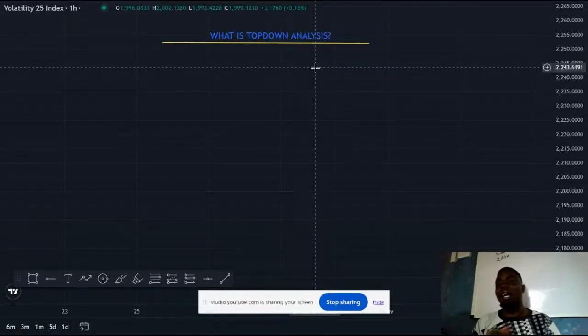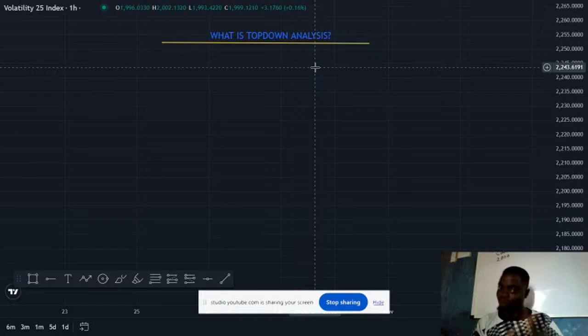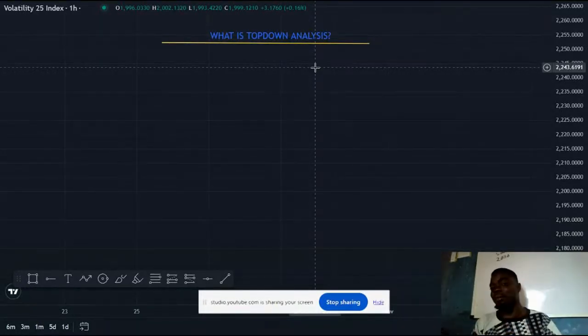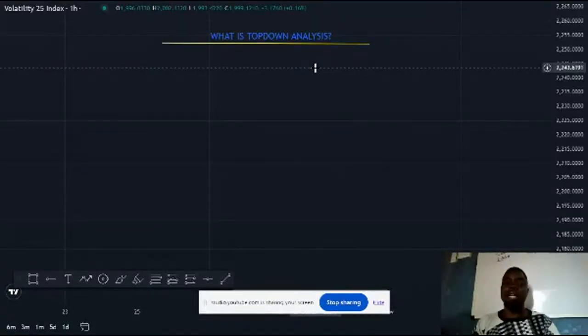If you are a scalper, you don't want to do your analysis from the monthly time frame. No, at most 1 hour, and then you can go to 5 minutes to take your trade because you're a scalper. You are not staying a longer time. From at most the daily time frame, 4 hour, and then you take your trade on a 5 or 15 minutes.